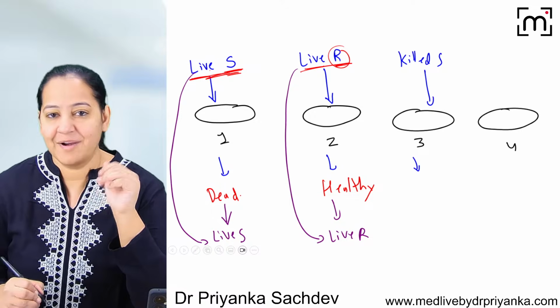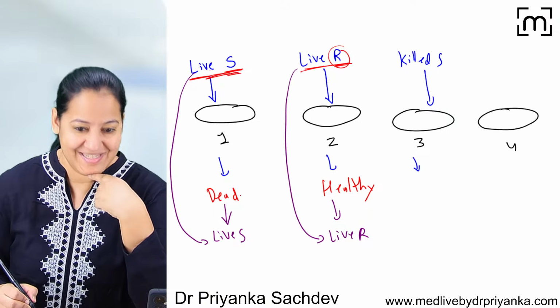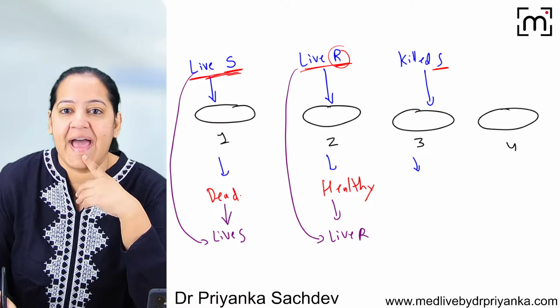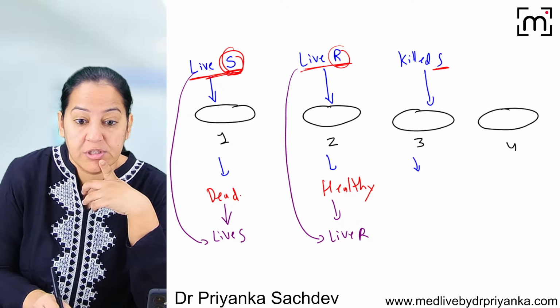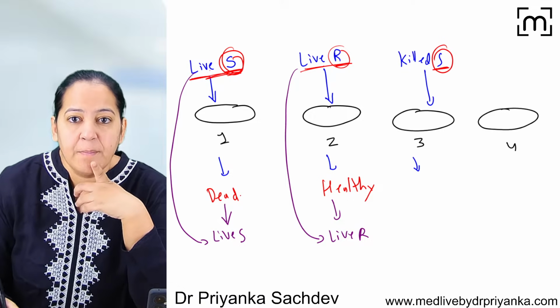Come on, the third mice. The third mice is also easy to understand. The catch will be there in the fourth one. I will tell you. Listen, third mice. Third mice contains S. S is smooth. Smooth means capsulated and it causes disease. It can cause disease. It is virulent, but it is killed.